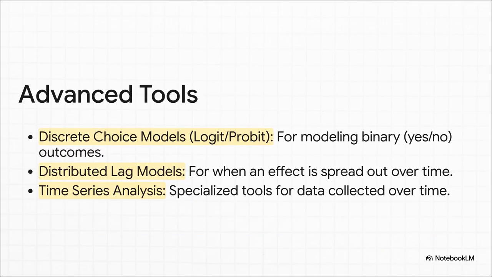So for these more complex situations, we get to expand our toolkit. To analyze those yes-no decisions, we turn to things called discrete choice models, like Logit and Probit. When the effect of something, like a big advertising campaign, is spread out over several months, we use distributed lag models. And for data that evolves over long periods of time, there's a whole specialized field of time series analysis. These are definitely more advanced tools for further down your econometric road, but they are crucial for tackling real-world questions.